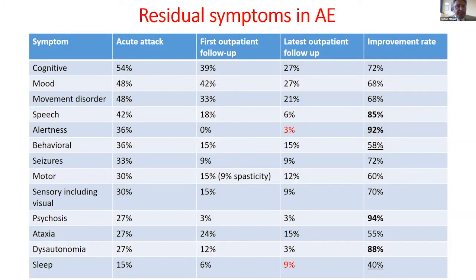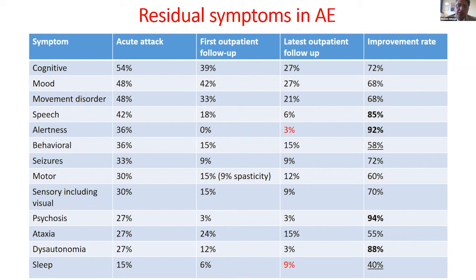And this is the data that we have so far from these patients. You can look at this table. We categorize the symptoms, as you can see here on the left-hand side. The second column will have the percentage of these symptoms during the acute attack, and then what's the frequency of those symptoms during the first outpatient follow-up, and then again in the latest outpatient follow-up that we have on each patient.